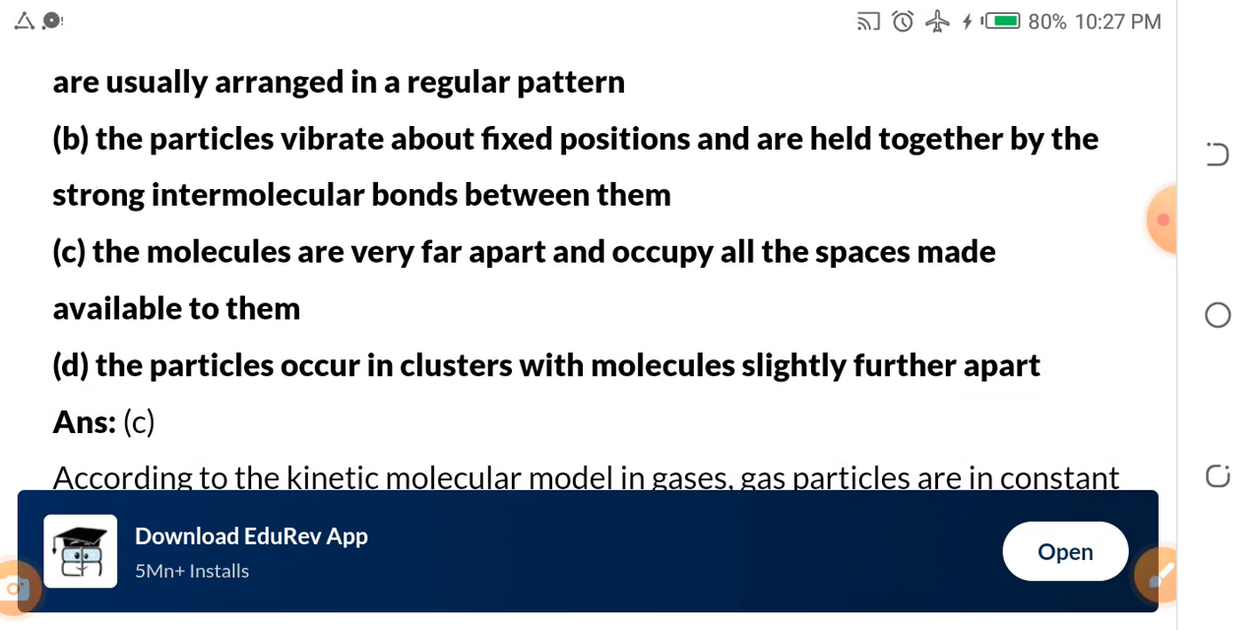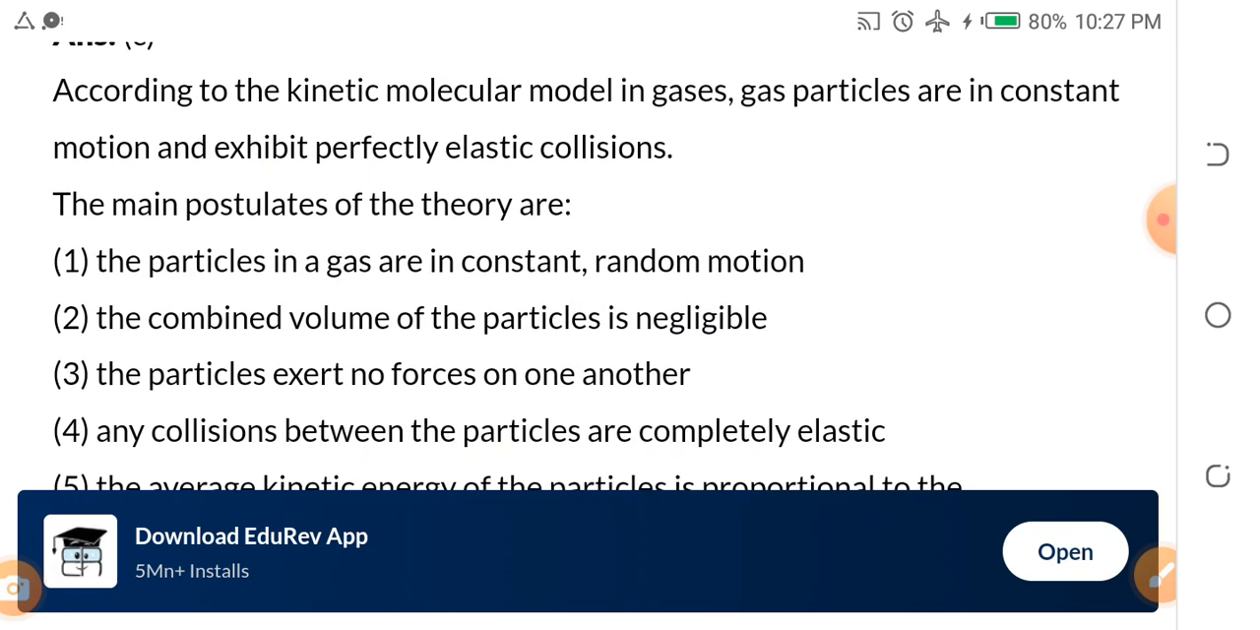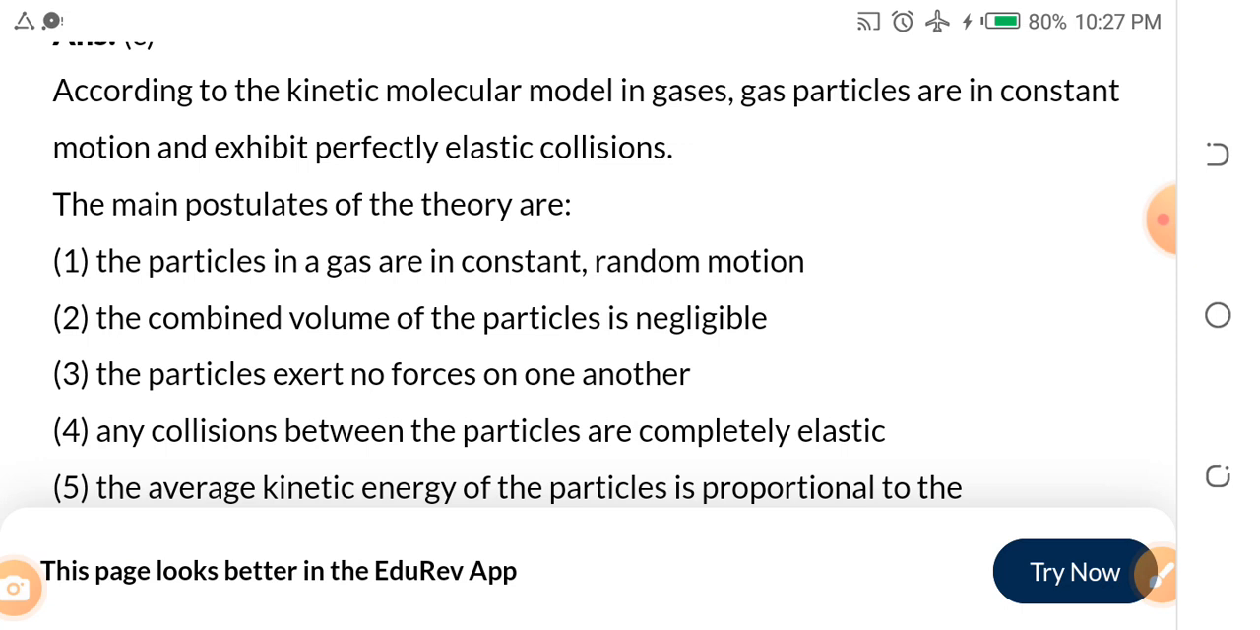The molecules of a gas are very far apart and occupy all the space made available. According to the kinetic molecular model, in gases, gas particles are in constant motion. Solids are in one place. Liquids are moving but not so fast, right? But gases will be moving all around, vibrating all around, right?